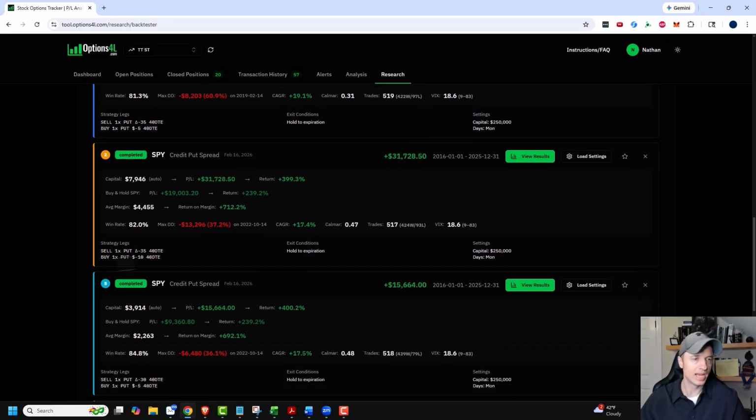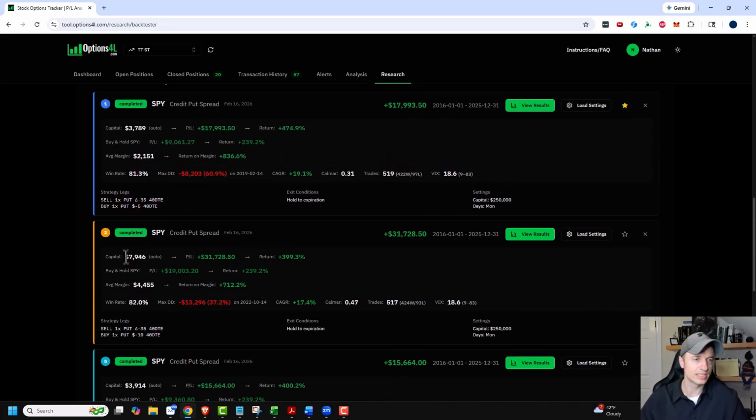So this one, we had a delta of negative 35, so the same delta as our previous one. However, our offset was a $10 offset versus a $5 offset. So our capital requirements for this one was about twice as much, at about $7,946. We can see that our return was about 400%, or $31,728.50. Our return on margin was pretty good at 712%. We can see our CAGR was 17.4%.